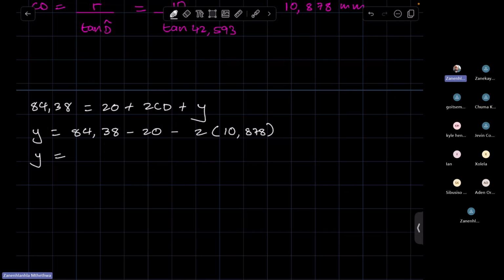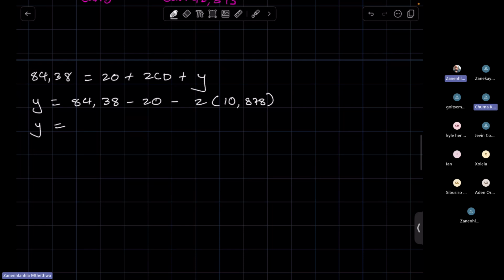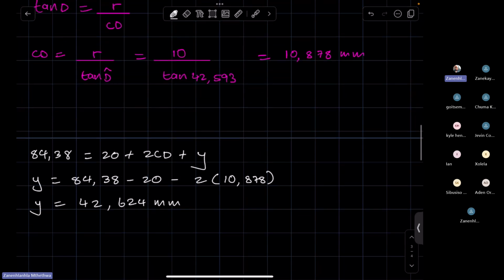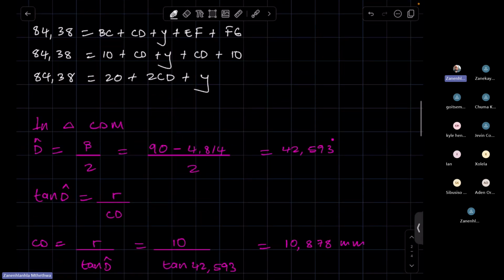There must be something to calculate. What did you get? I'm getting 42.624. So this is 84.38 minus 20 minus 2 times 10.878. So I'm getting 42.624 millimeters. Correct. So that becomes the value of y. That's how you calculate that measurement. Any questions here?